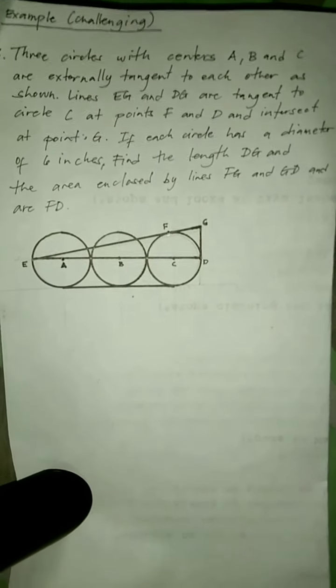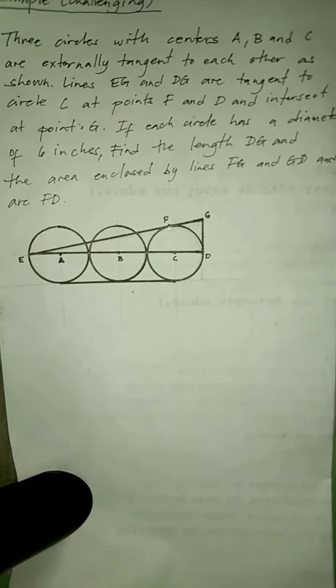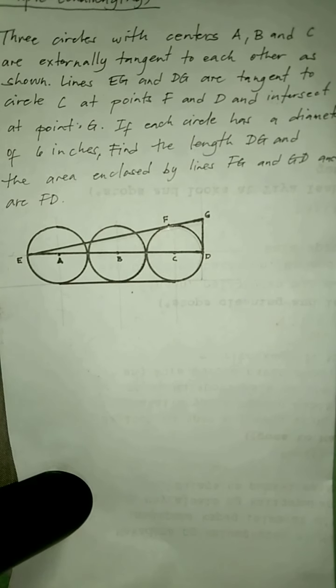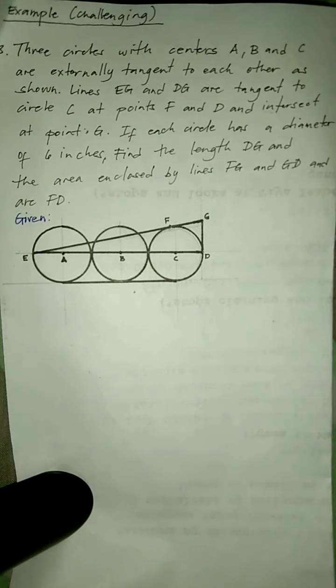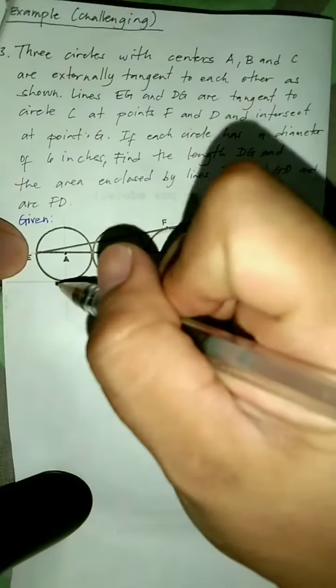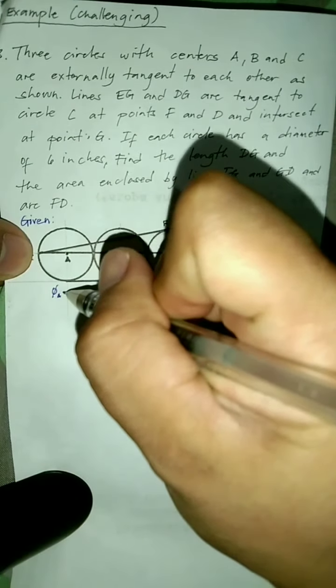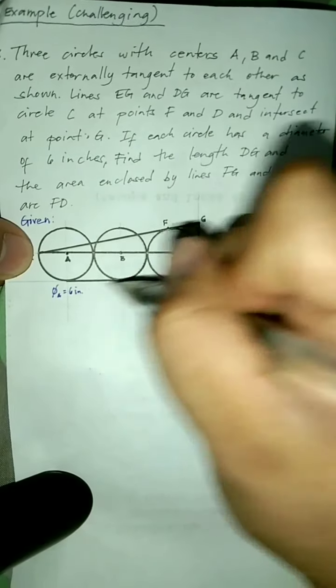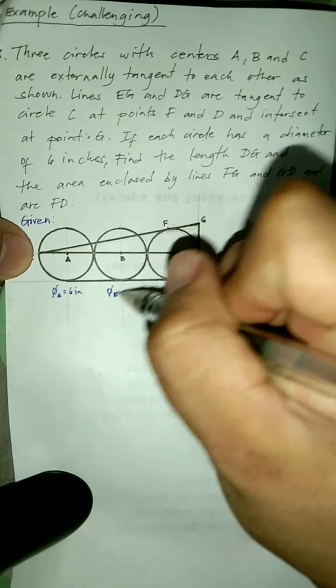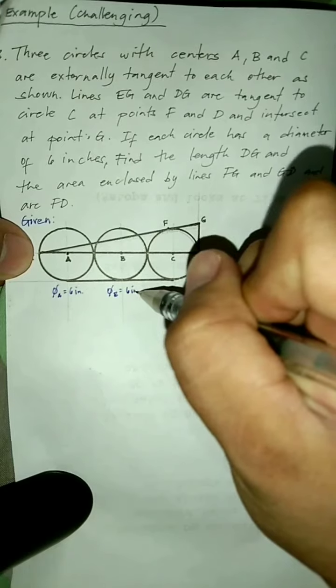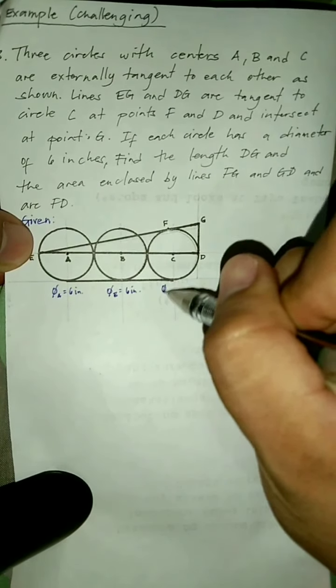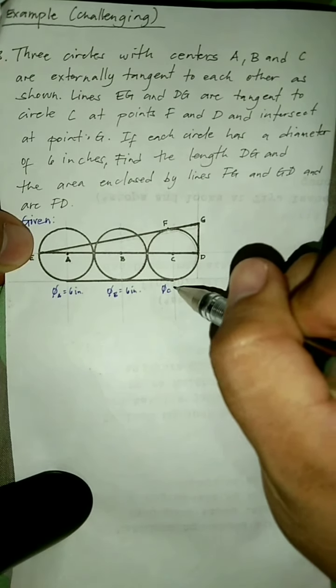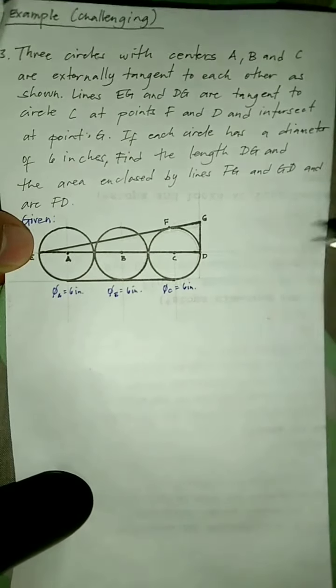So we are given this figure. We're going to use this figure as our given. So let's write the given. The diameter of circle A is equal to 6 inches. Diameter B is also equal to 6 inches. And diameter C is also equivalent to 6 inches.